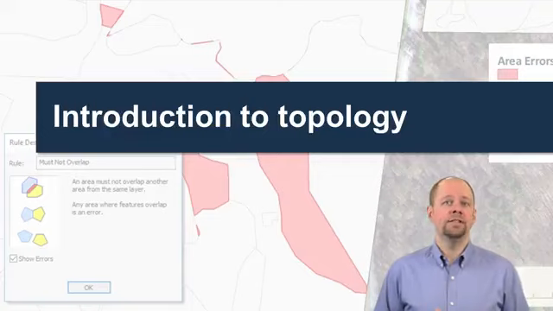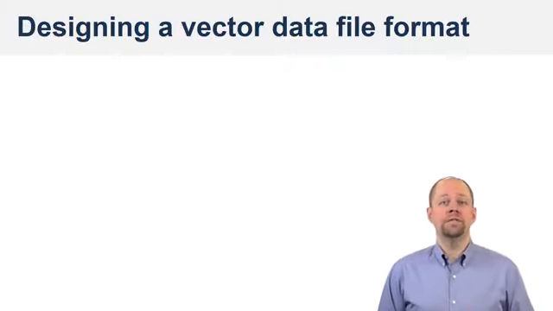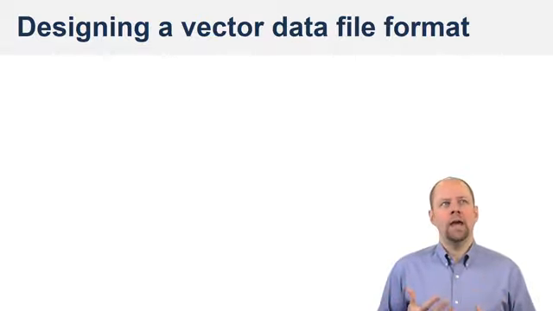I'd like to introduce you to the concept of topology and how it relates to different GIS file formats. If you put yourself in the shoes of somebody who is designing a GIS data file format, so literally you're sitting there saying to yourself, okay, I need to find a way to store GIS data in a file. How would I do that? What are the kinds of decisions that I might make in order to be able to do that well?